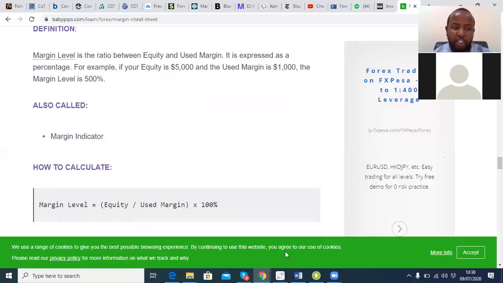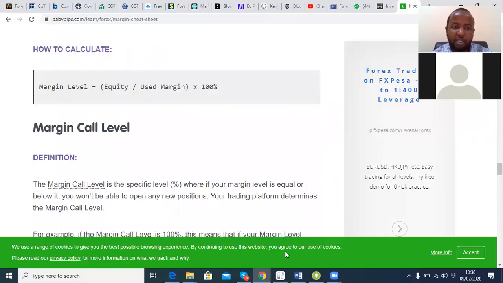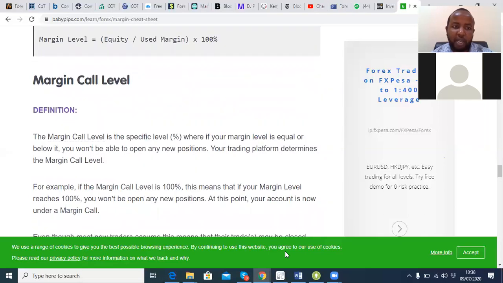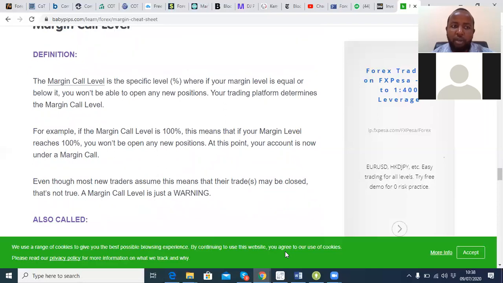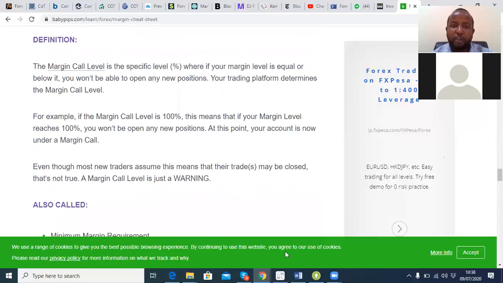It's also called the margin indicator. How do you calculate it? It's equity divided by used margin times 100%. Then we have margin call. Now this is a specific level. If your margin level is at or below it, you won't be able to open new positions.